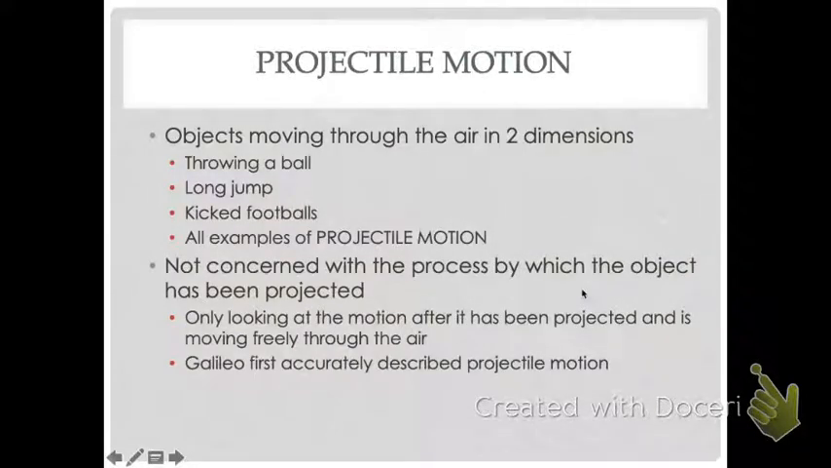Galileo was the first one to accurately describe projectile motion. He also had our controversy with Aristotle about free-falling objects, right? They don't fall faster just because they're heavier. But he accurately described projectile motion, and his analysis of projectile motion is super important to us.